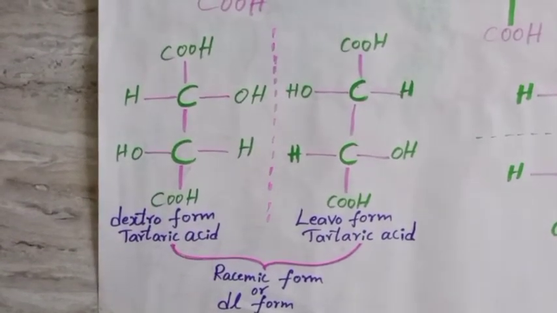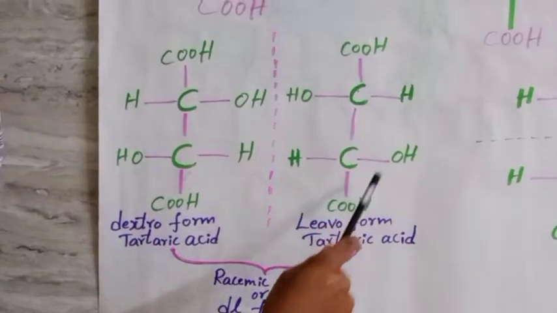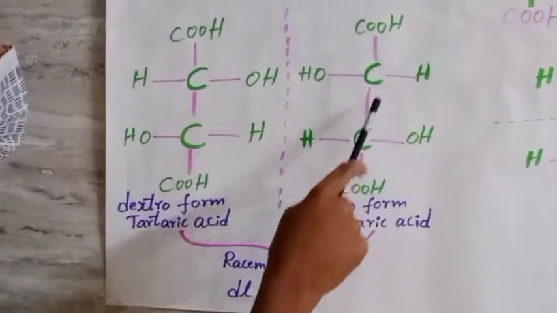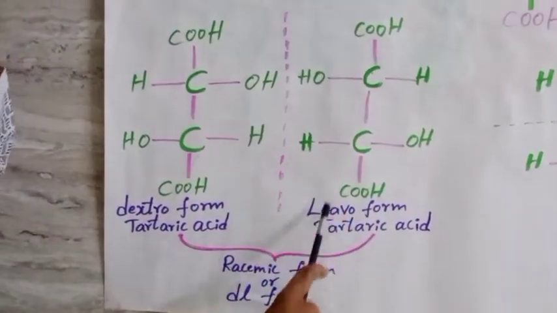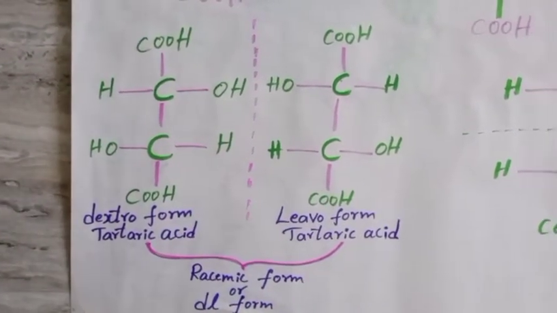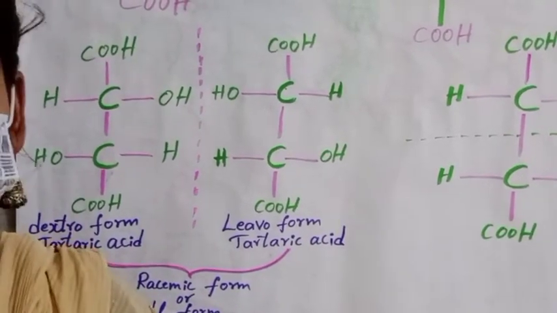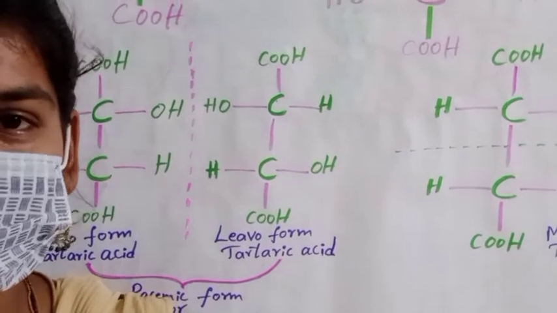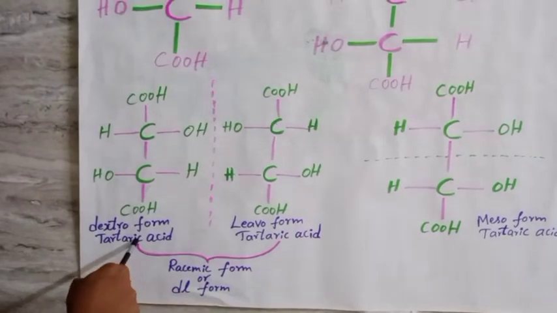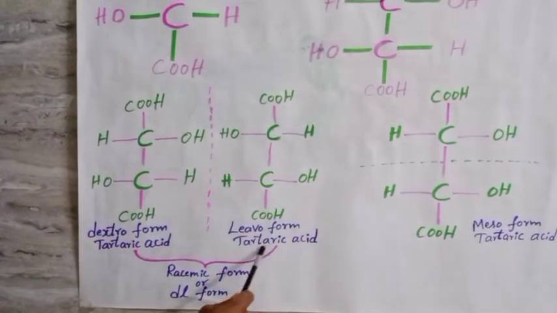And the next form we have is the levo form. Here also we have taken the example of tartaric acid, where we have 2 chiral centers and different groups attached to each chiral center. This levo form is exactly a mirror image of the dextro form. Just like when we stand in front of a mirror, the same image of us is in front of us. Here also the levo form is just a mirror image of the dextro form. So this is the levo form of tartaric acid.